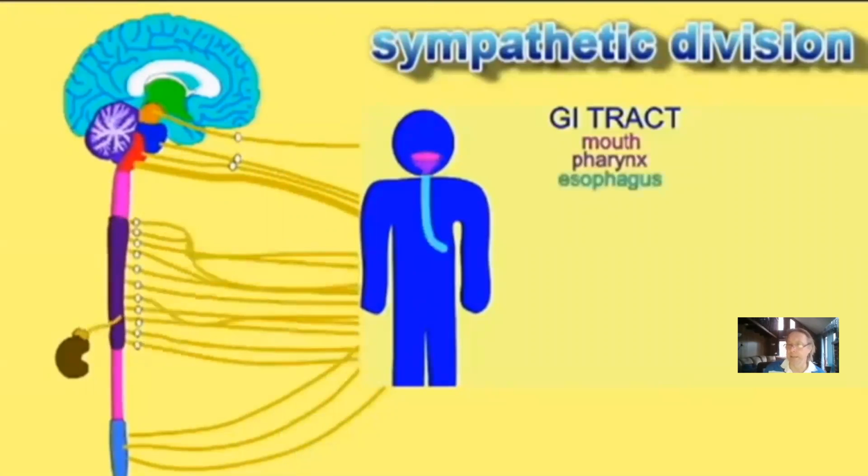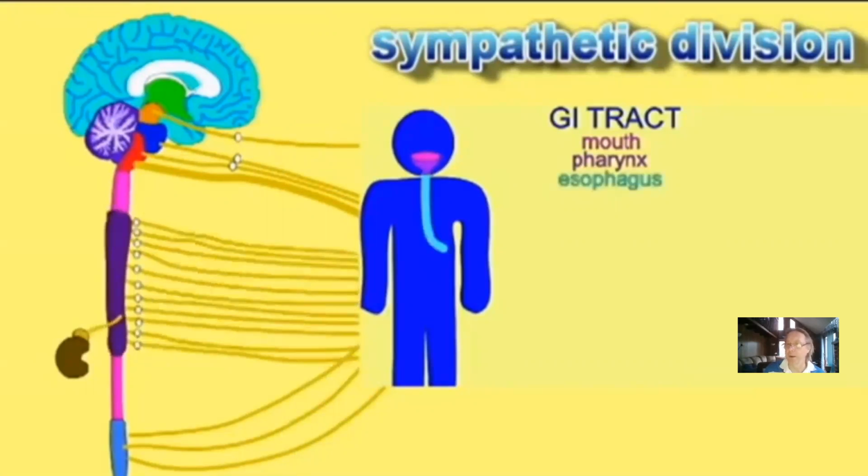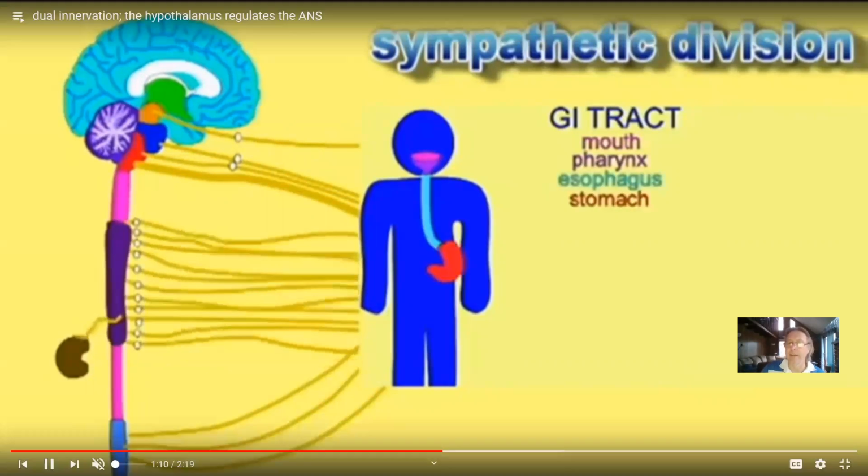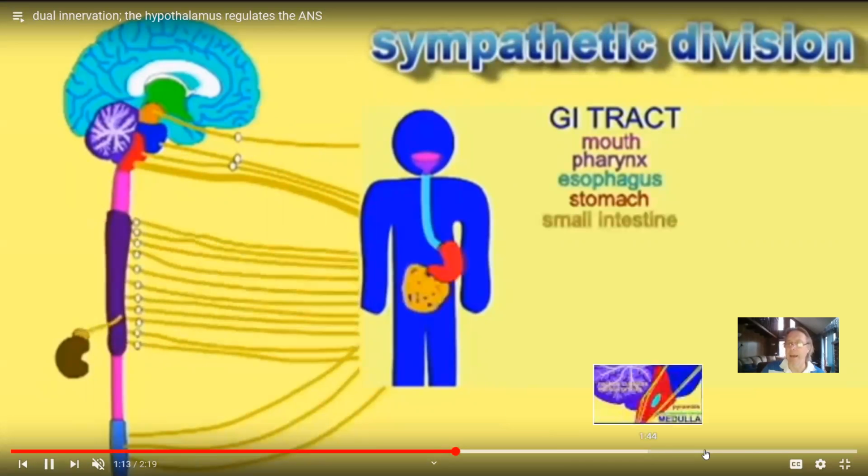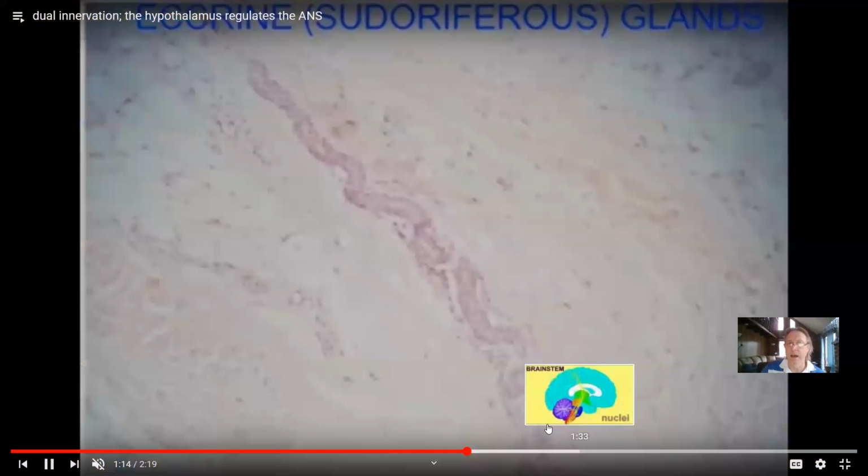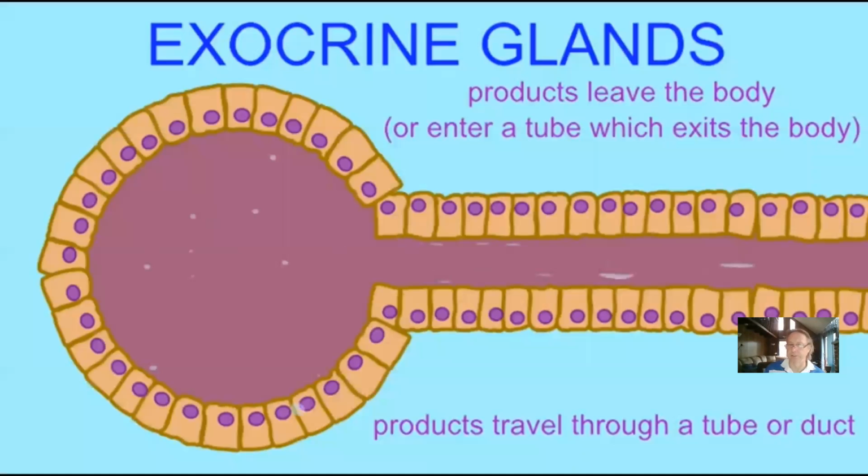There are some exceptions. For example, the eccrine sweat glands, which release that watery sweat to cool us down, receive sympathetic input, but not parasympathetic input. So there are some exceptions, such as sweat glands.